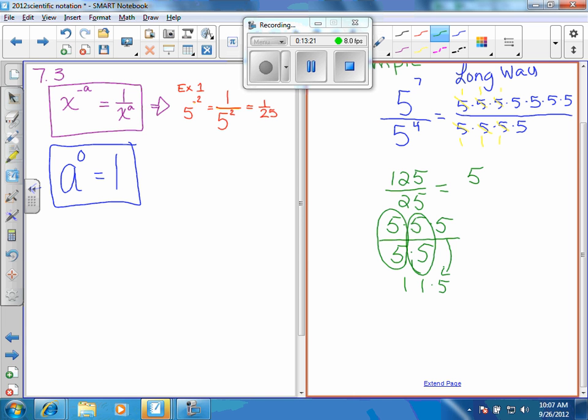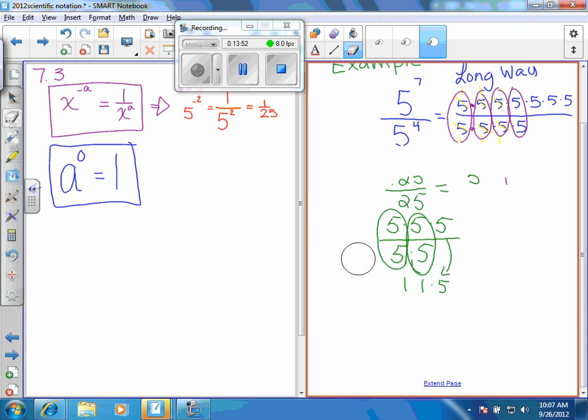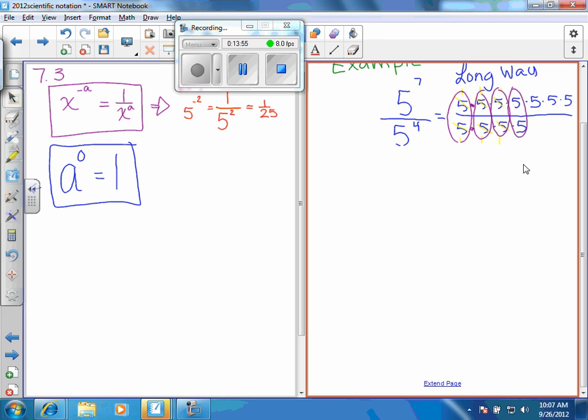So if you have the same number, going back up to this problem, if you have the same number in the numerator and denominator when you're multiplying, they divide out to be a 1. So all of these become 1s, and I'm left with how many 5s in the numerator? Yeah, Natalie. I'm left with 3. Okay, so this becomes 5 to the 3rd power.